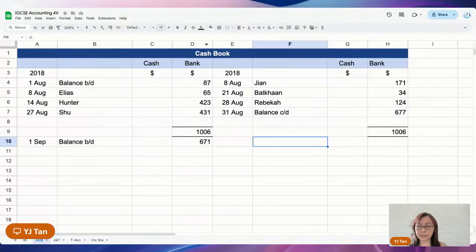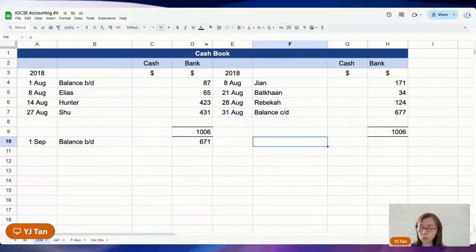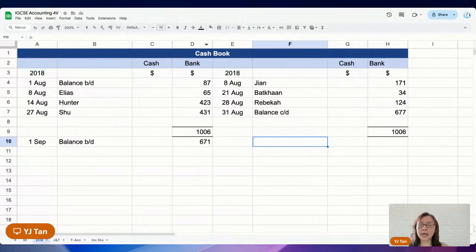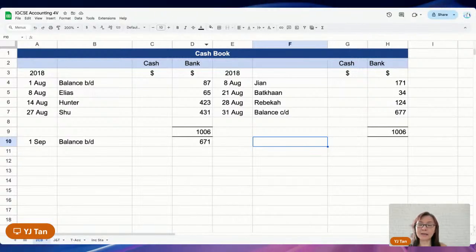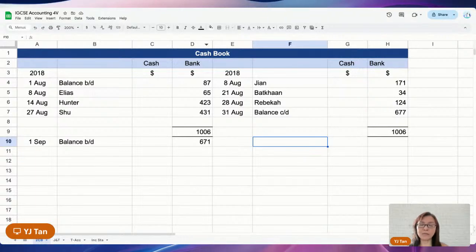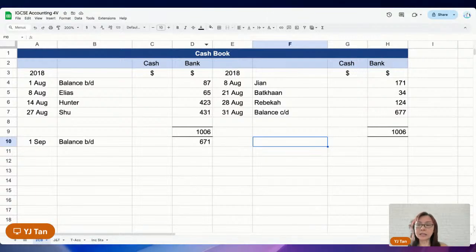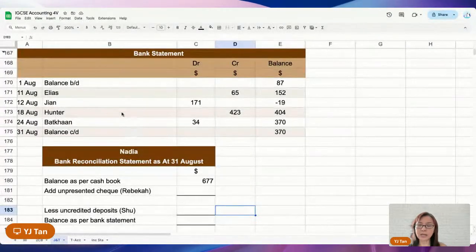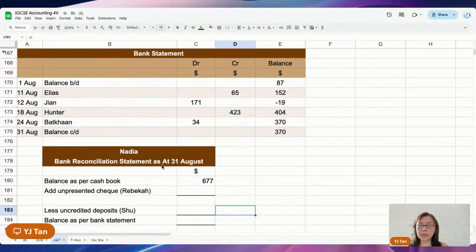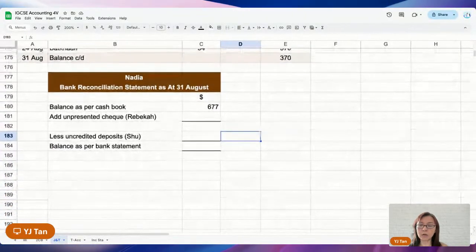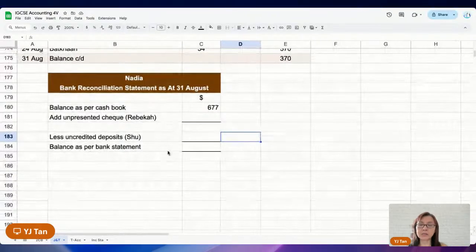So this is the example. The example is in the textbook page 96. As you can see on the screen, this is the cash book. By right it should be bank and cash, but cash is empty for now, and we only see these bank transactions. I have also prepared a bank statement. Imagine that this is the bank statement you receive from the bank, the top one. Below here, we will work on the bank reconciliation, that means how to prepare this.